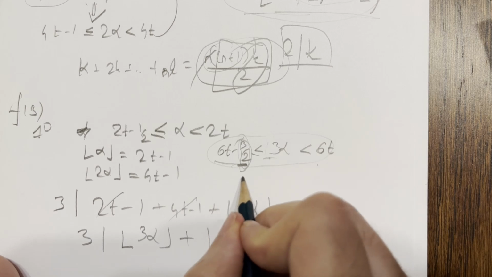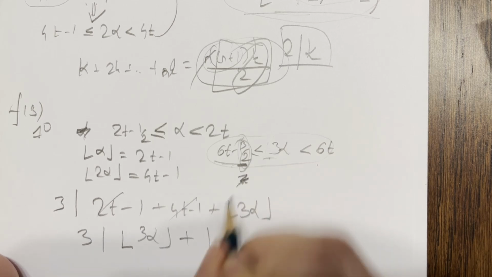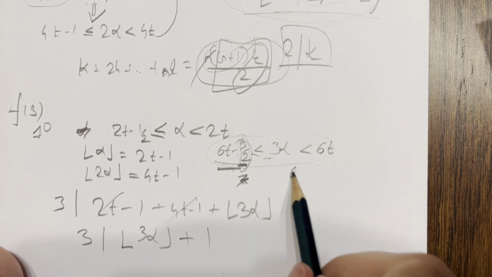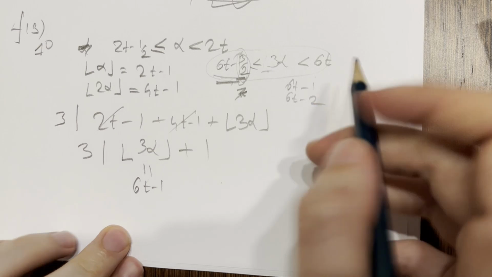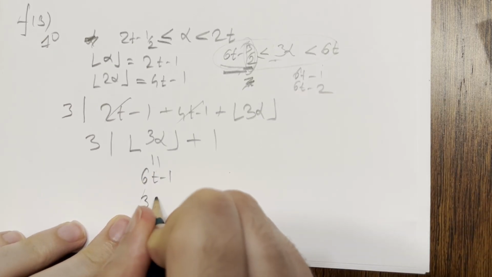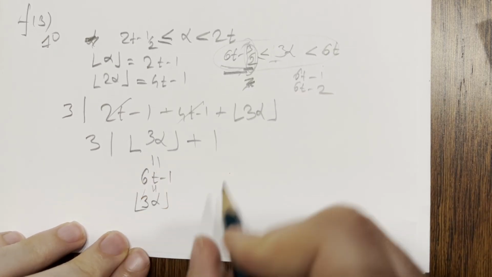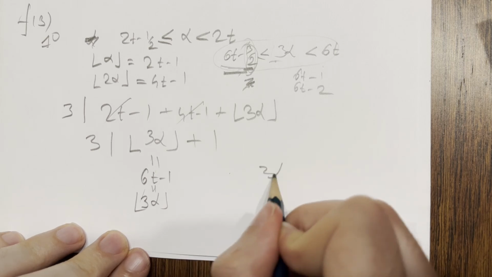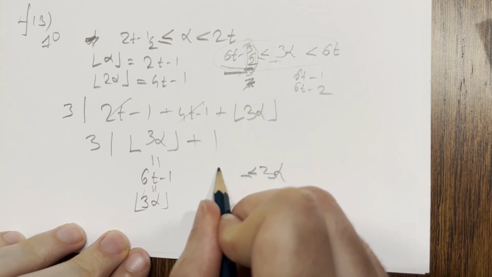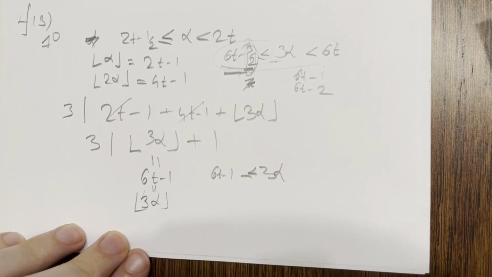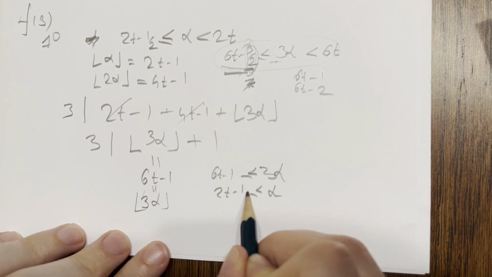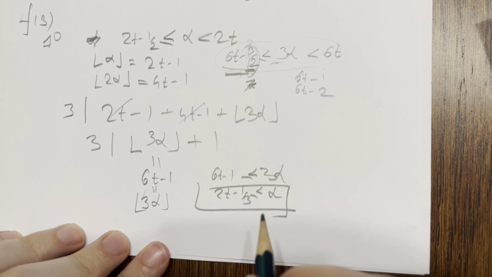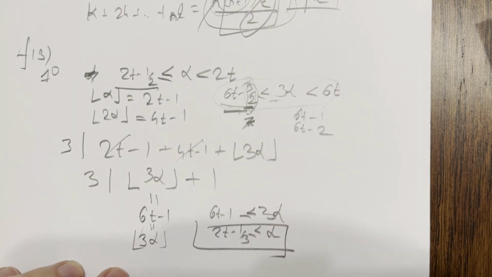So what does this imply? Because it's either 6t minus 1 or 6t minus 2, the floor of this must be 6t minus 1. And now what do we have? We have that the floor of 3 alpha is equal to this, which implies that 3 alpha is greater than or equal to 6t minus 1, which implies alpha is greater than or equal to 2t minus a third. Oh, look, we're getting closer in this case.